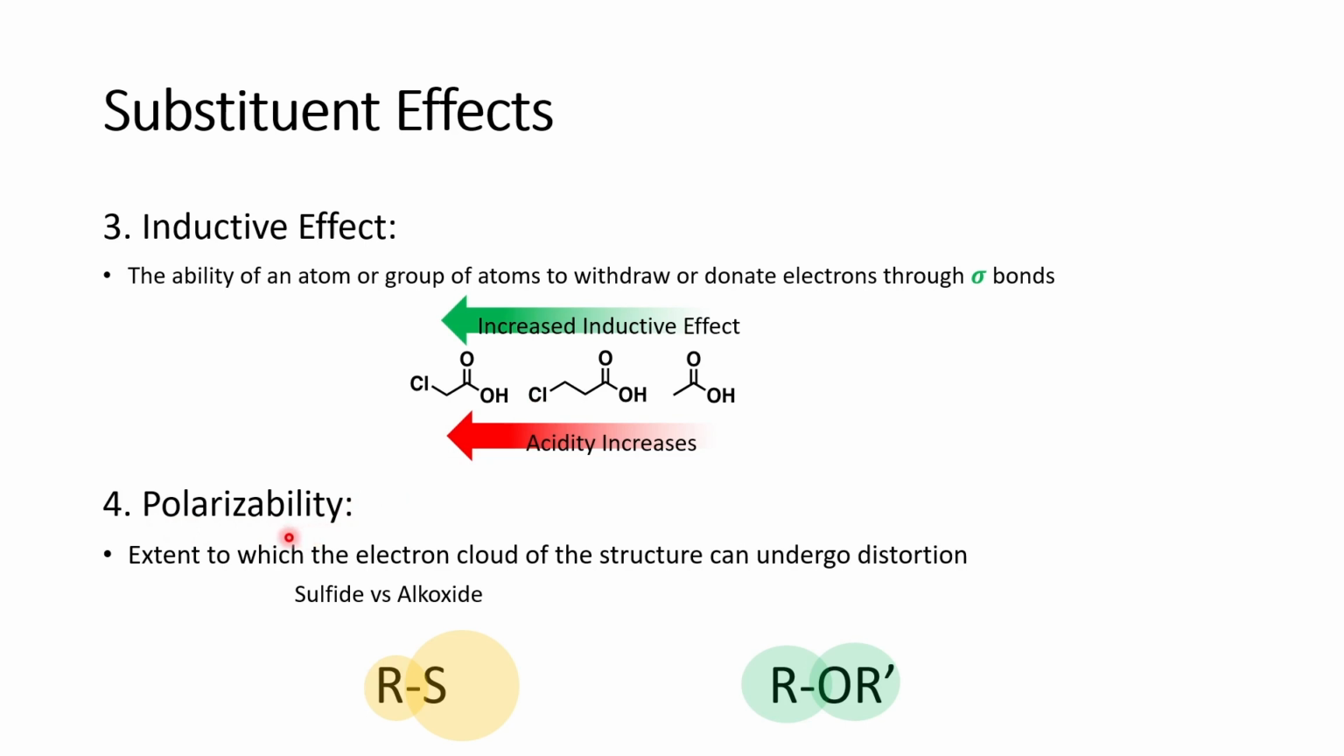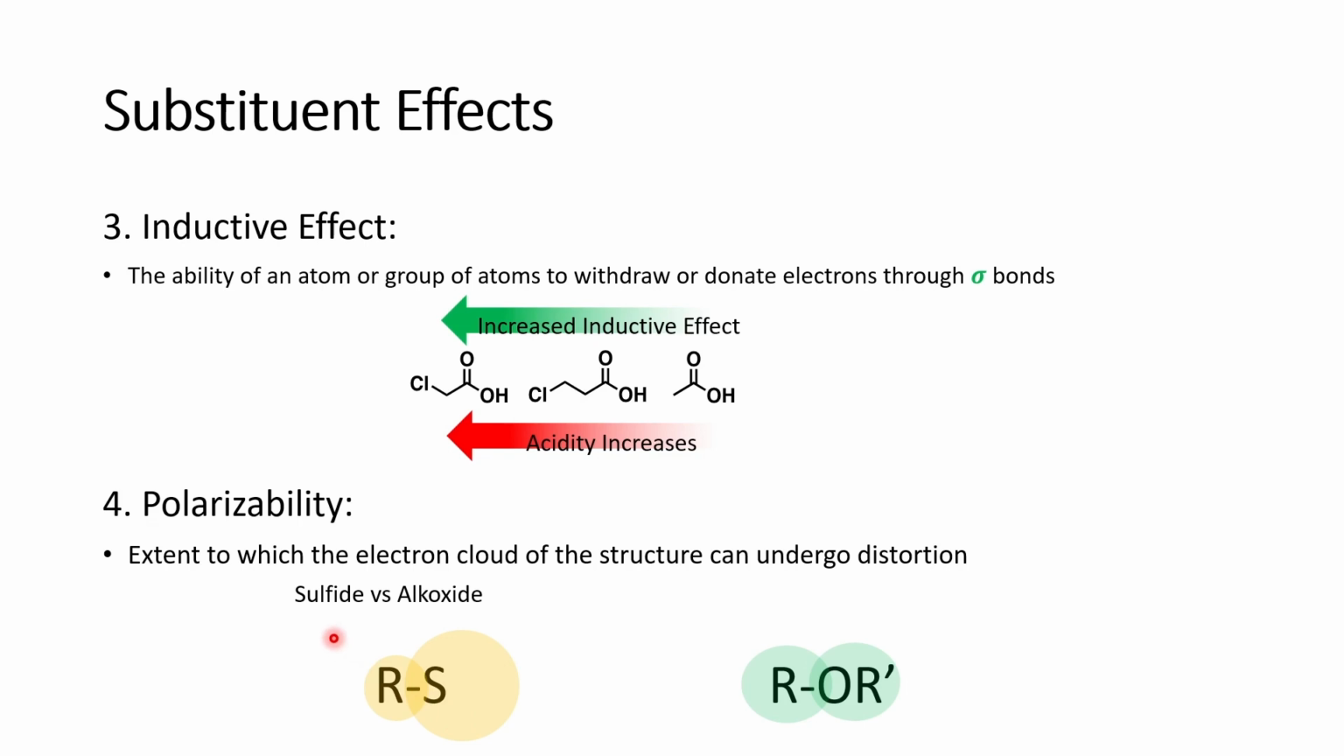In fourth place, we have polarizability. In simple words, polarizability is the extent to which the electron cloud of a structure can undergo distortion. For example, let's say we have a hard compound and a soft compound. In a hard compound, we have a tightly held electron cloud, whereas in the softer compound we have a loosely bound electron cloud, and because of that the hard compound is less polarizable, whereas the soft compound is highly polarizable.